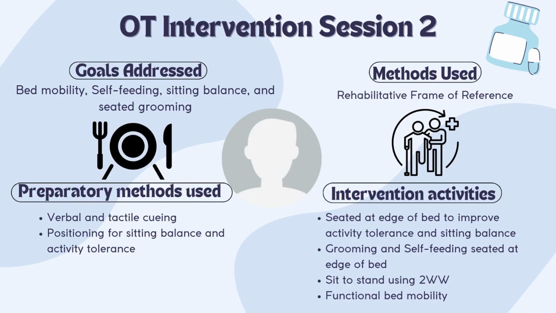Preparatory methods that were used were verbal and tactile cueing to promote motor sequencing and trunk control, positioning for sitting balance and activity tolerance, positioning at the edge of bed to support sitting balance and activity tolerance, and then using multiple therapy sessions throughout, as a moderate intensity will address those underlying deficits to increase her strength, endurance, and cognition.